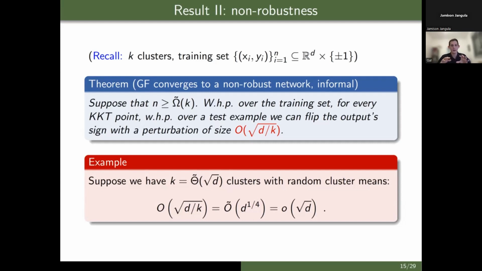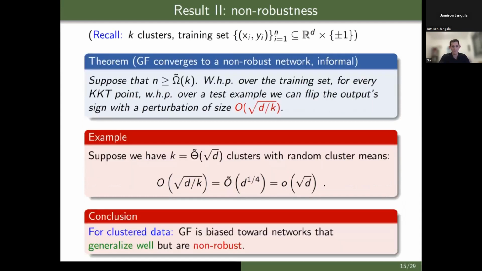Okay, so if we have square root d random clusters on the sphere, then the size of the perturbation is much smaller than the optimal robustness that we can hope for. And therefore, we can see that the implicit bias leads to non-robust solutions.